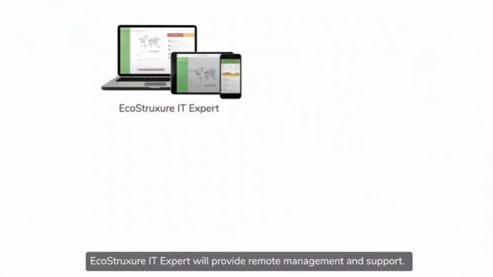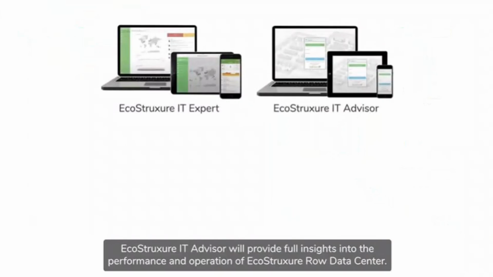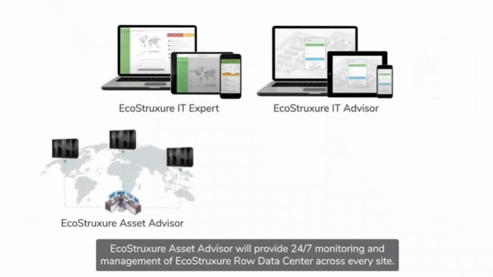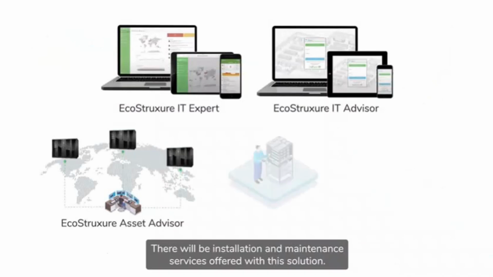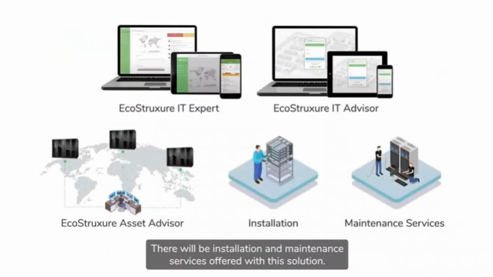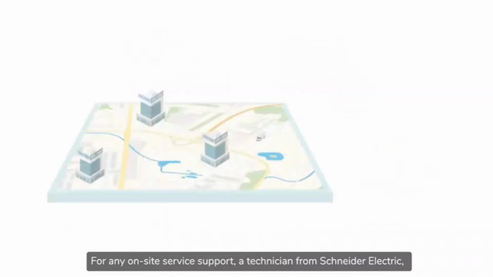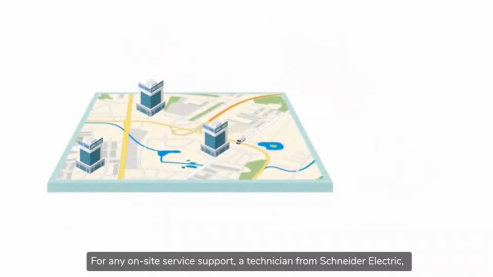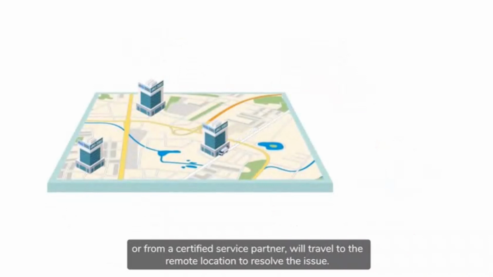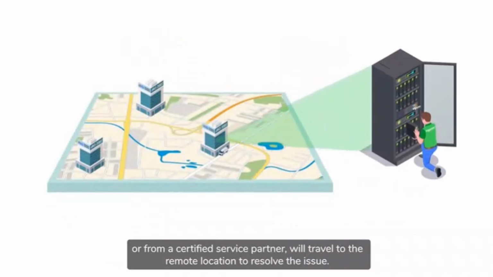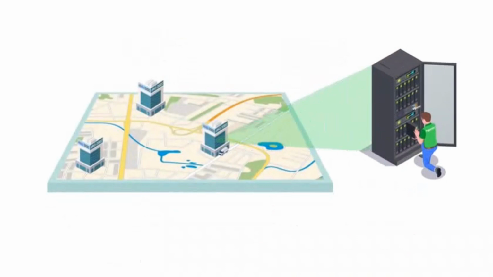EcoStruxure IT Expert will provide remote management and support. EcoStruxure IT Advisor will provide full insights into the performance and operation of EcoStruxure Row Data Center. EcoStruxure Asset Advisor will provide 24/7 monitoring and management of EcoStruxure Row Data Center across every site. There will be installation and maintenance services offered with this solution. For any on-site service support, a technician from Schneider Electric or from a certified service partner will travel to the remote location to resolve the issue.